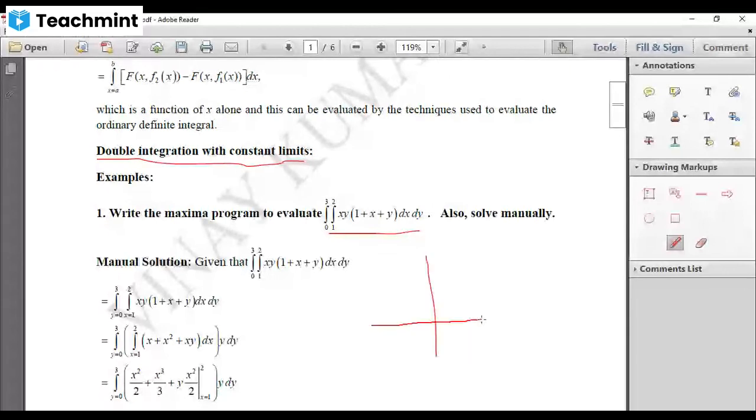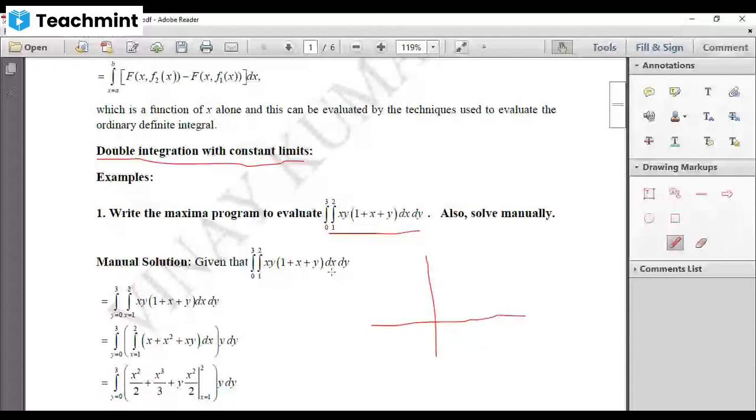Okay. Then here first you have to identify what the limits are. See, this is f of xy into dx dy. Now here x and y are not dependent because these are constant limits. So you have to see this derivative first.